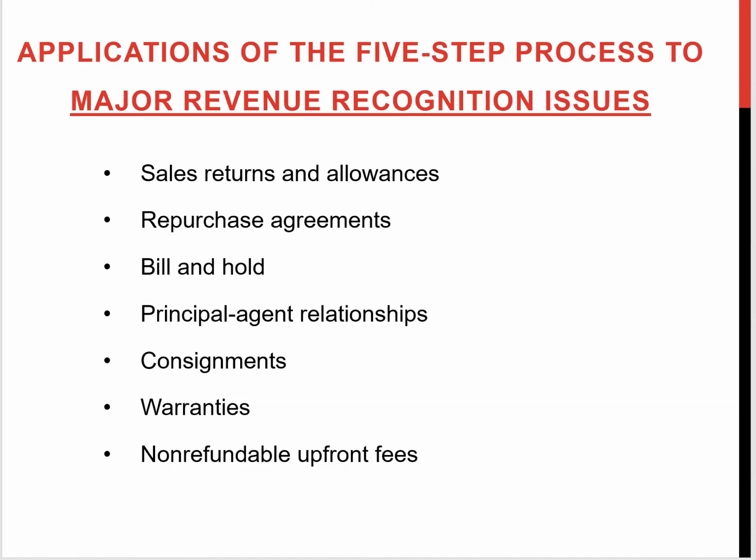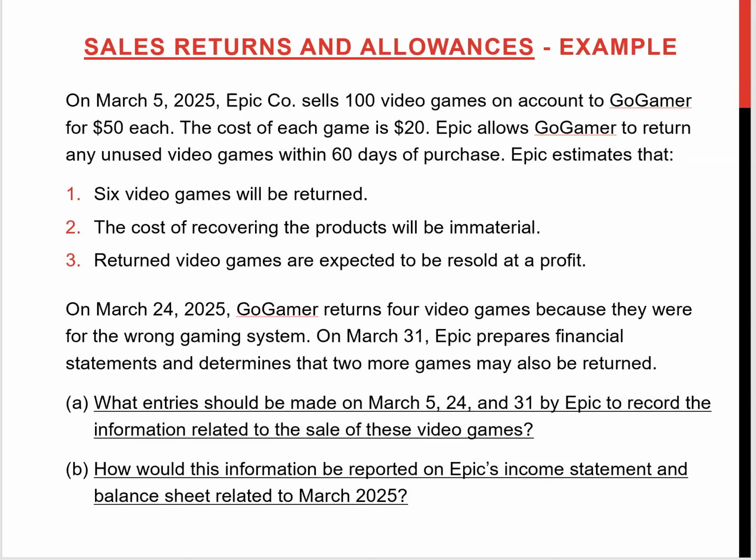Now we'll see a few revenue recognition issues and we'll see examples from these scenarios. For example, sales return, repurchase agreement, buy and hold, principal agent relationship, consignments, warranties, and non-refundable upfront fees. So let's take an example of sales returns and allowances.